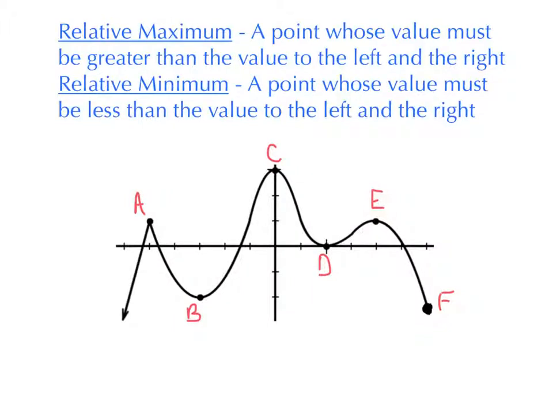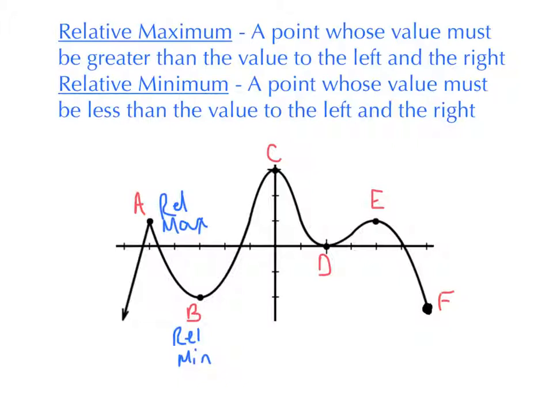Okay, so if I start with point A and I take a look at it, is that point greater than or less than the point to the left and to the right of it? And hopefully you recognize that it is in fact greater than. So point A is our first relative max. Okay, let's move on to point B. Is that now greater than, larger than, the values to the left and to the right, or is it smaller than? And hopefully this time you recognize that this is a relative min.